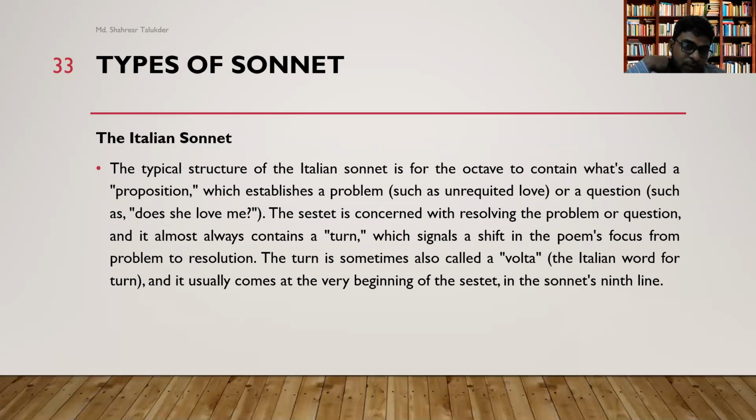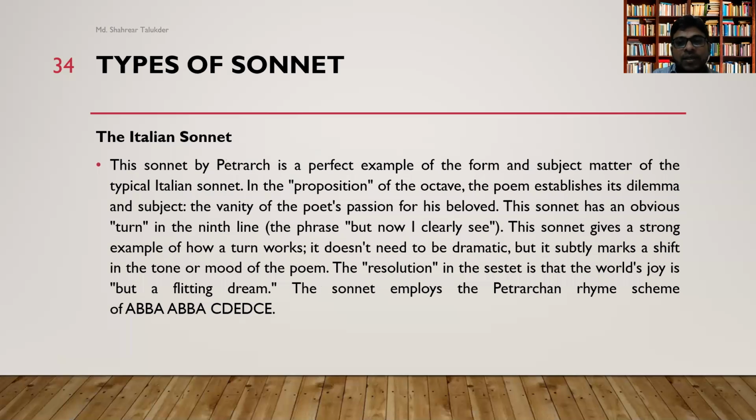In the octave, we have the proposition, the establishment of the theme, and in the sestet we have the conclusion. We have a different theme, and also we have the conclusion there. And volta, the ninth line, will introduce the turning of thoughts, or you can say the new ideas that will be introduced in the ninth line, and which is called volta. It's from the Italian language. It means turn. Volta means turn, so turn of thoughts.